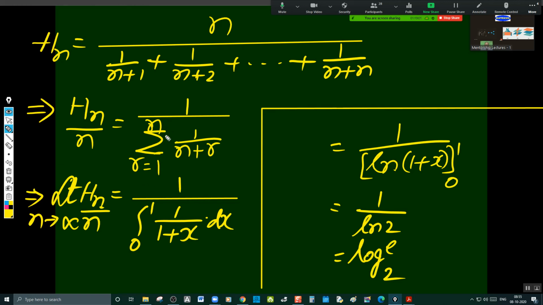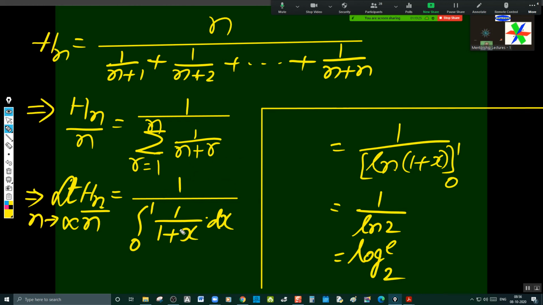If it is n by k, you write it as 1. If it is k n, here the upper limit, then you have to write 0 to k. If it is 2n, you have to write 0 to 2. If it is 3n, you have to write 0 to 3. Okay, write that. And inside, what do you do? Replace n with 1 and r with x. That's it. n with 1 and r with x.